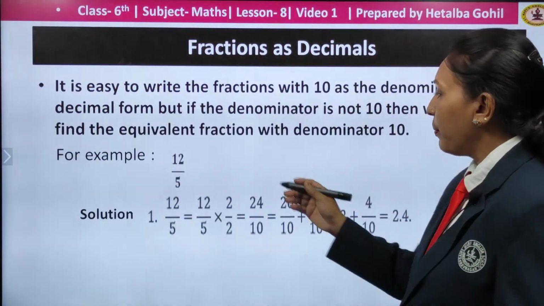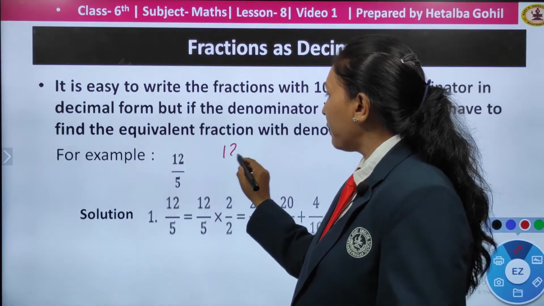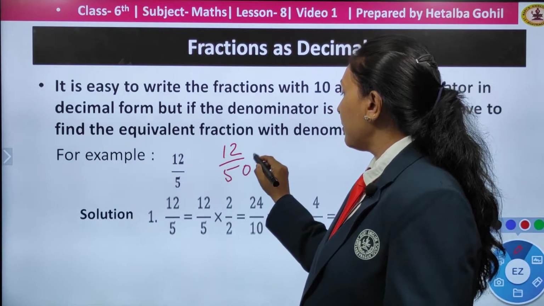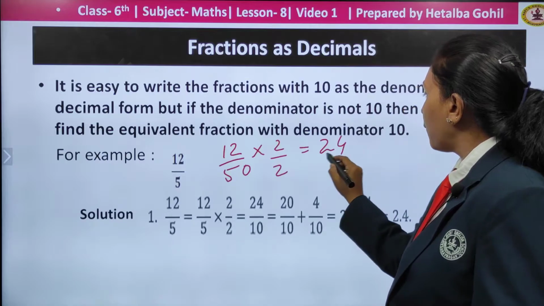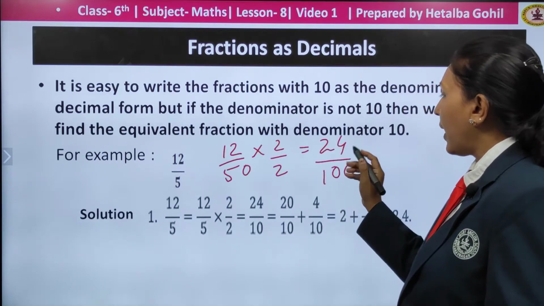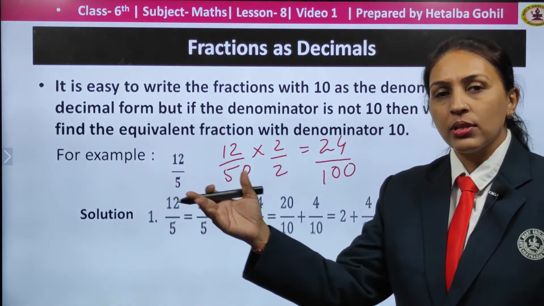Similarly, if you have a bigger number, suppose you have here 12 by 50, then you can still multiply here by 2 by 2 and convert it into 24 by 100, and so on you can find with 1000 also.